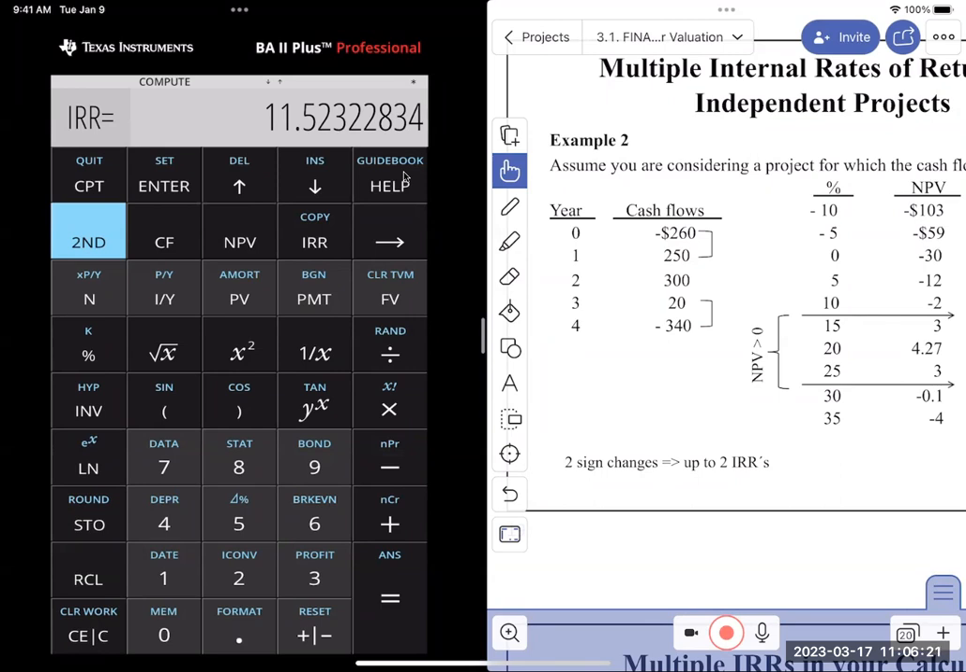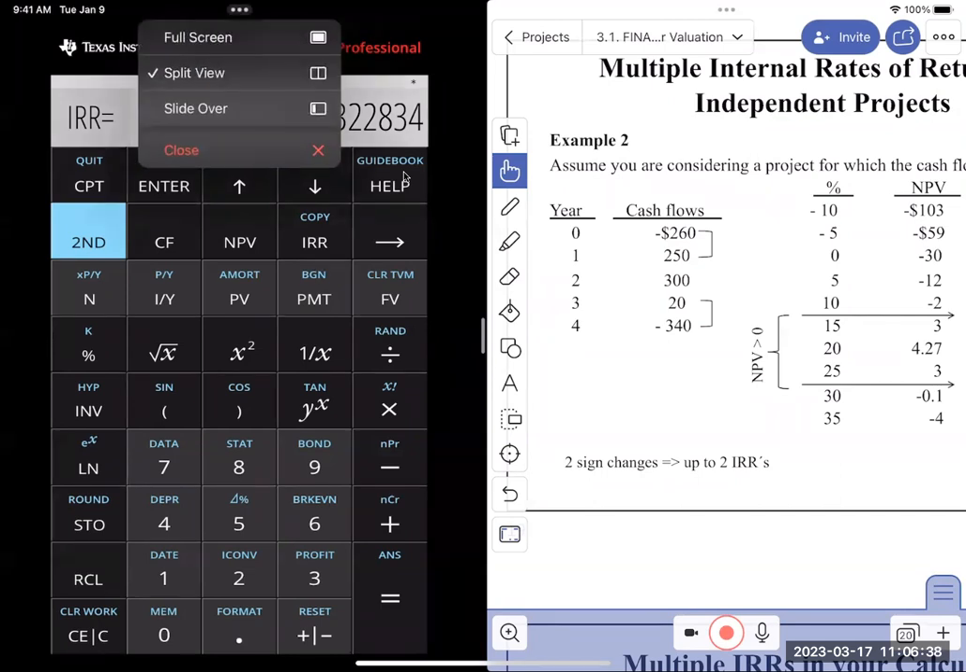Negative 340. Press enter. And now I press compute. IRR. Yeah, I got it. Great. Okay, so we got one. We got one together here.